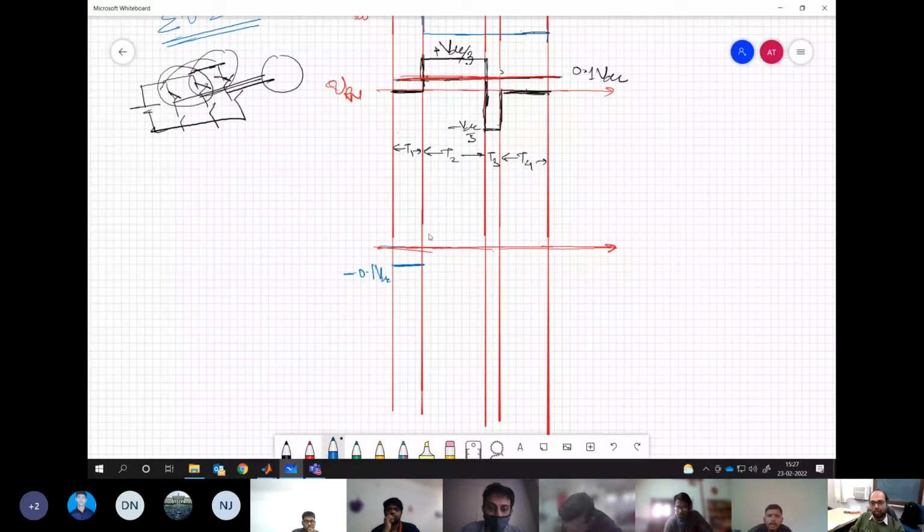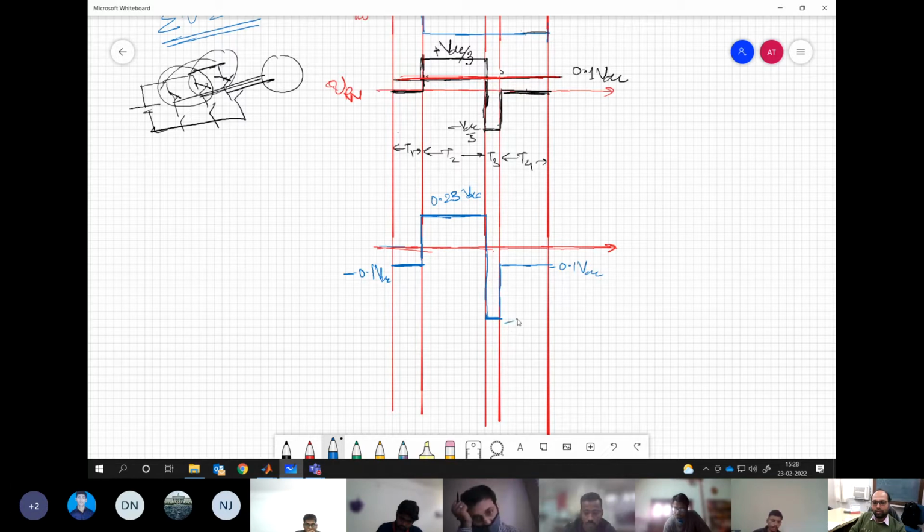What is the error voltage during T2? 0.23 something, right? Somewhere here, let us say, and this is positive. Then what is the error during T3? Minus 0.43, somewhere here, let us say. And then during T4, again it comes back to minus 0.1 VDC. This is the error voltage you are feeding into the system, or you can say the ripple voltage you are feeding into the system.